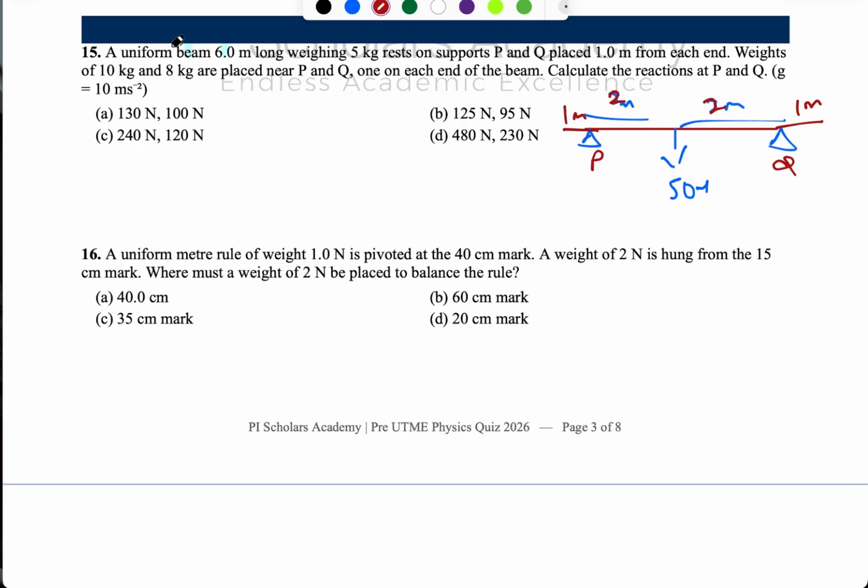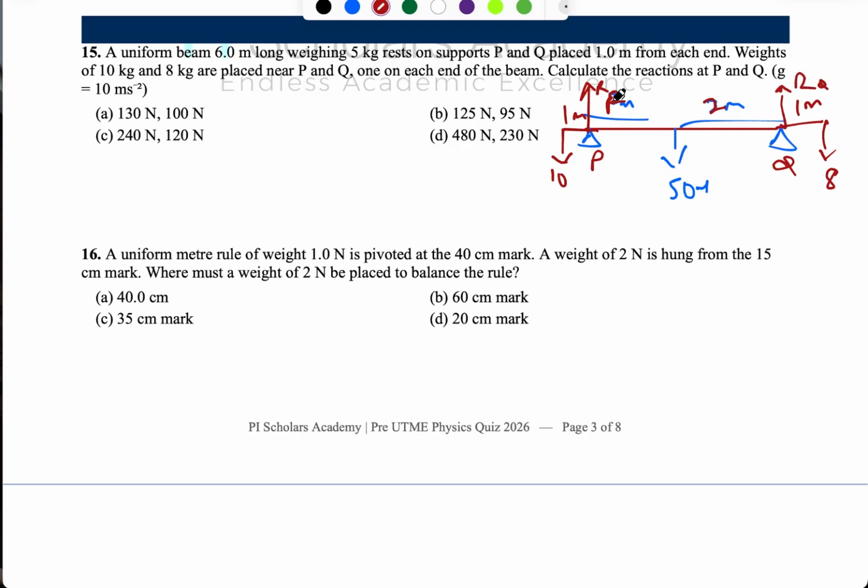Weights of 10 kg and 8 kg are placed near P and Q respectively. So one on each end of the bar. Okay, so they are placed here. Weight of 10 kg and weight of 8 kg were placed here. Calculate the reactions at P and Q. So it's like we have everything we need now. Reactions are always going to be acting upward. So reaction at P, reaction at Q.